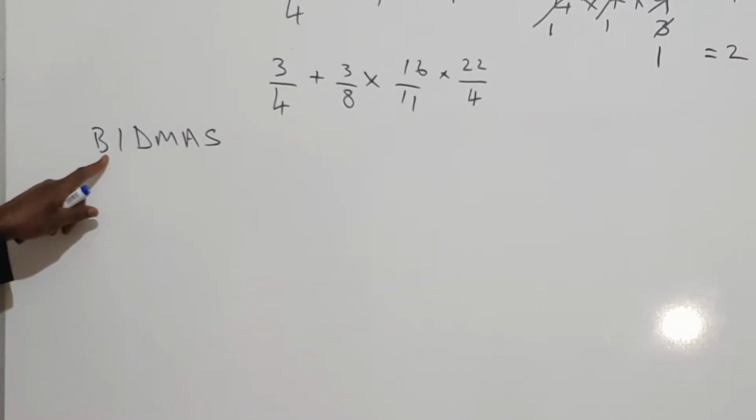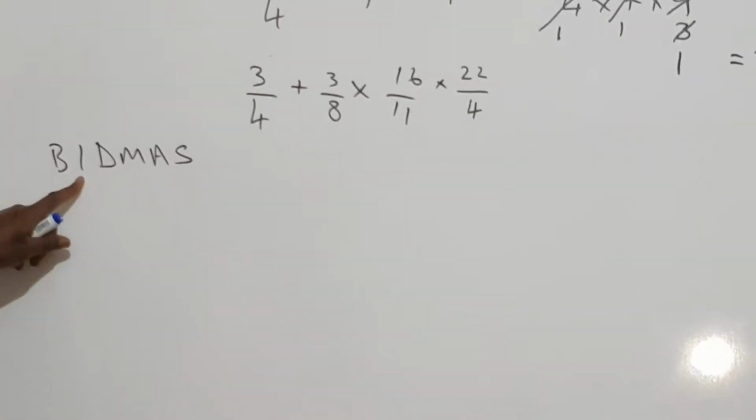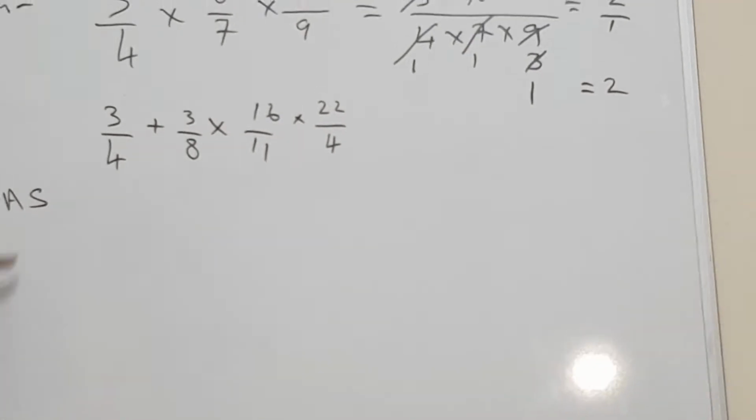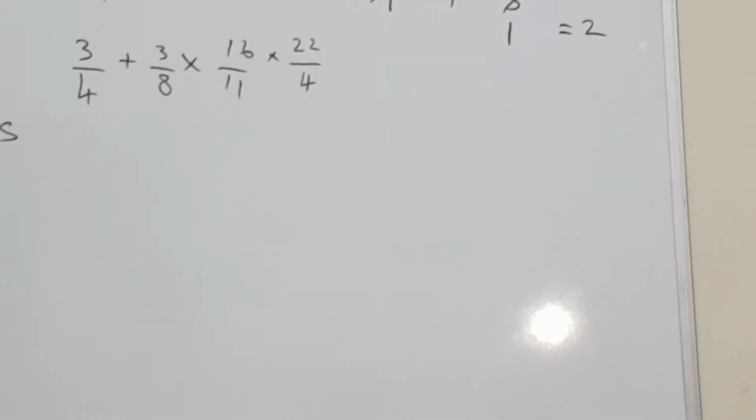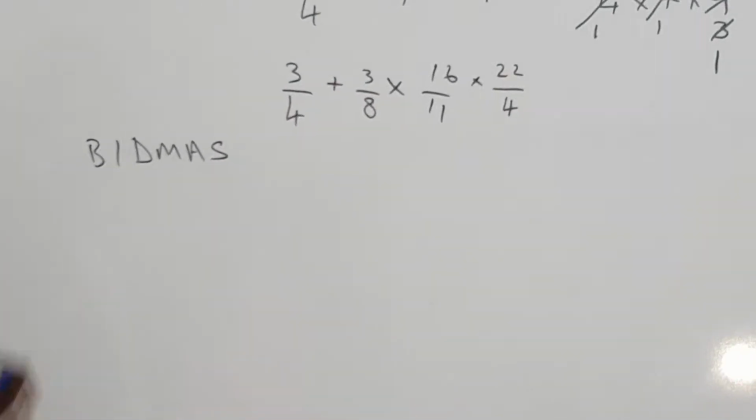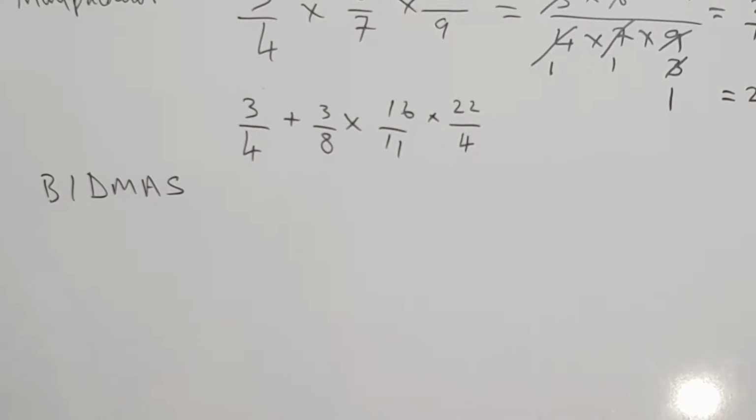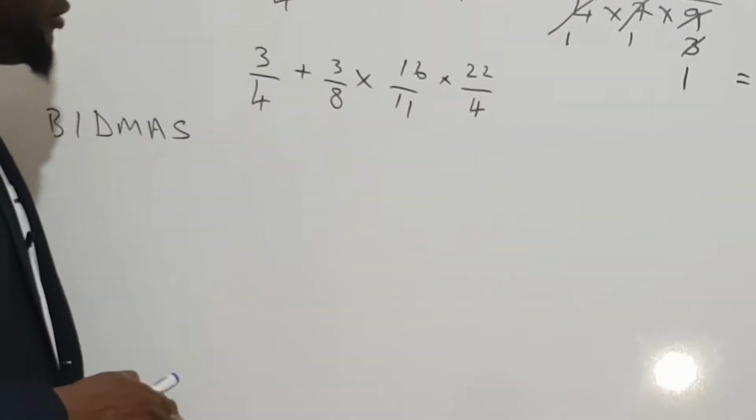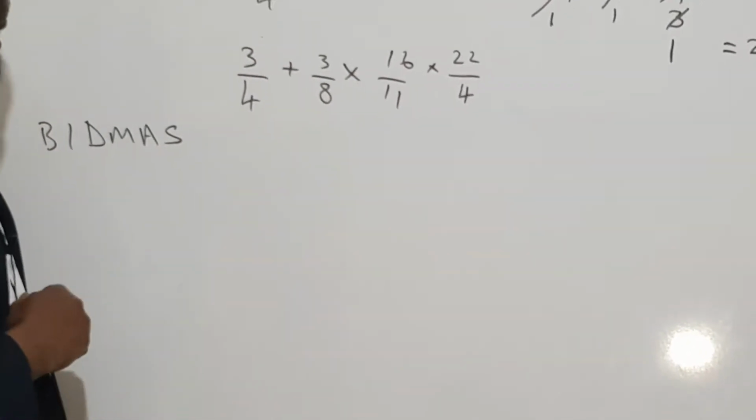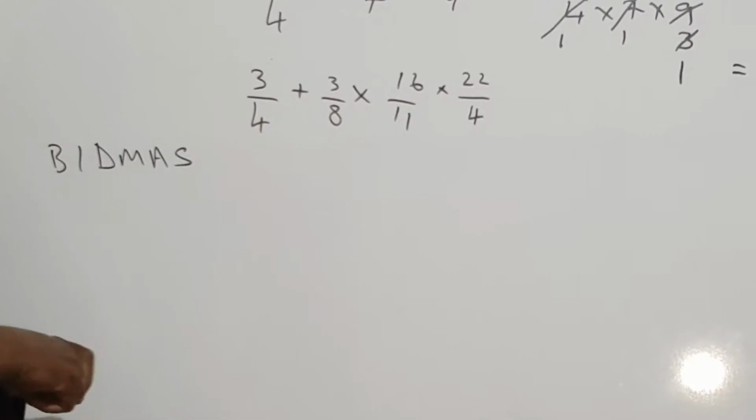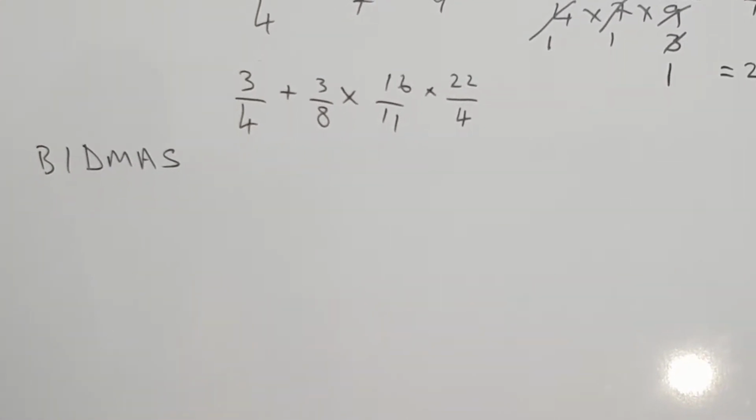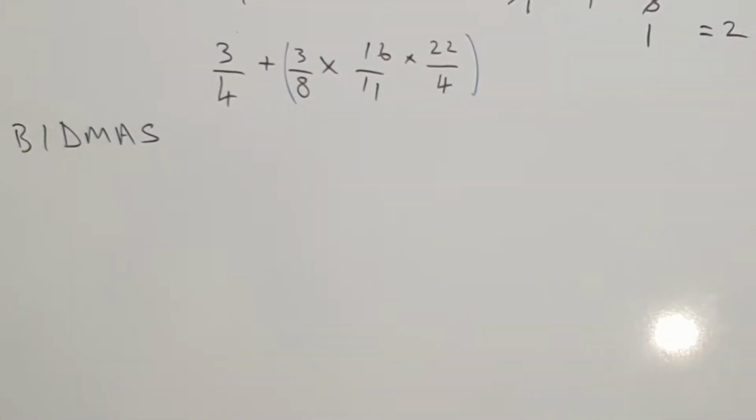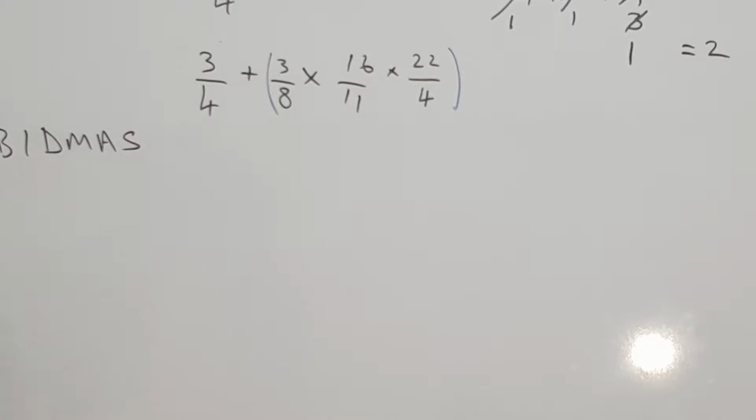You must deal with brackets, then indices, then division, then multiplication, then addition, then subtraction. So wherever you have this, you must deal with it in this BIDMAS order to get the right answer. So don't just jump and start multiplying or start adding, no. You must first of all deal with multiplication, because in this BIDMAS principle, multiplication comes first before addition. So basically, you must deal with that first, before you can add 3/4.